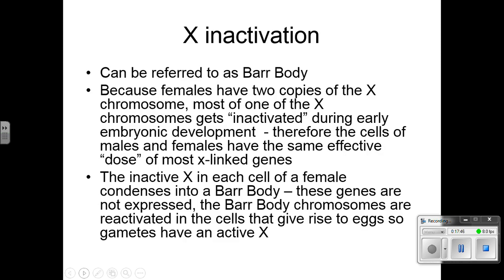X inactivation can also be referred to as a bar body because females have 2 copies of the X chromosome. Most of one of the X chromosomes is inactivated during early embryonic development. Therefore, the cells of males and females have the same effective dose of most of the X-linked genes. This makes sense because otherwise females would have a lot of extra genetic information, and males would have about half of that. The inactivated X in each cell of a female condenses into a bar body. These genes are not expressed. The bar body chromosomes are reactivated in the cells that give rise to eggs, so gametes will have an active X.